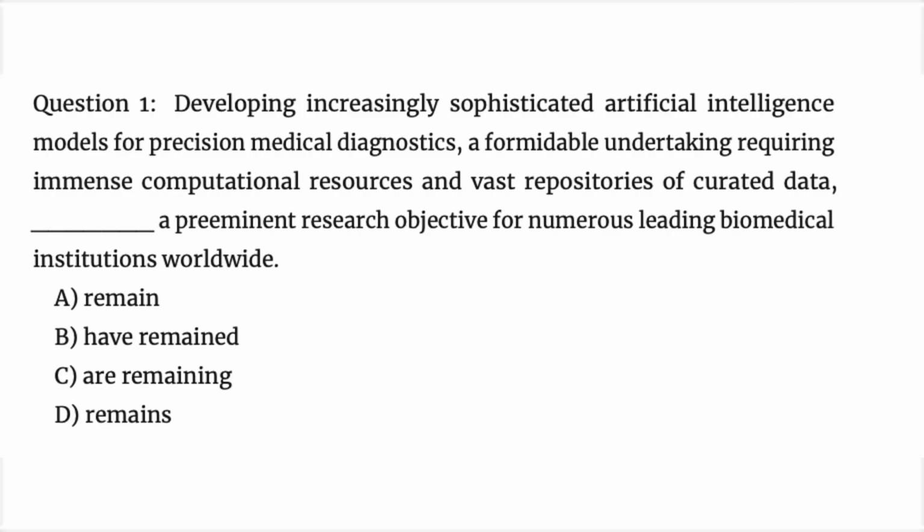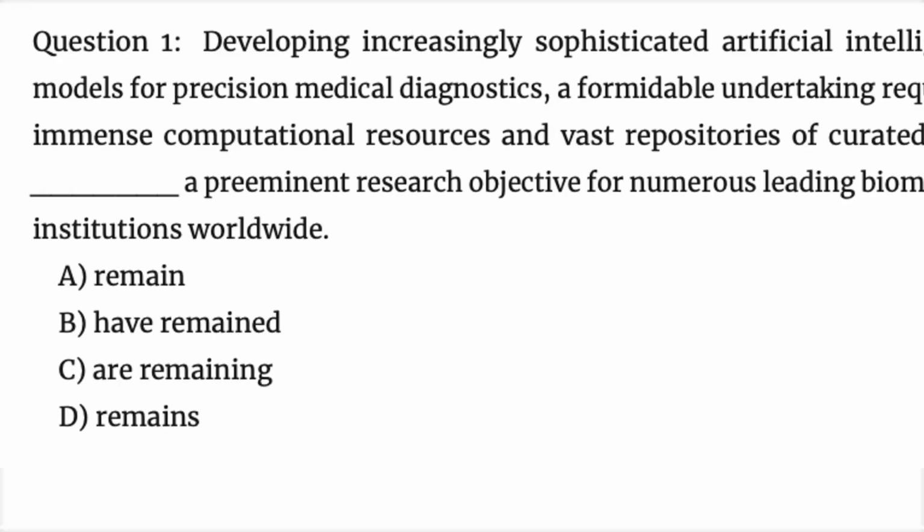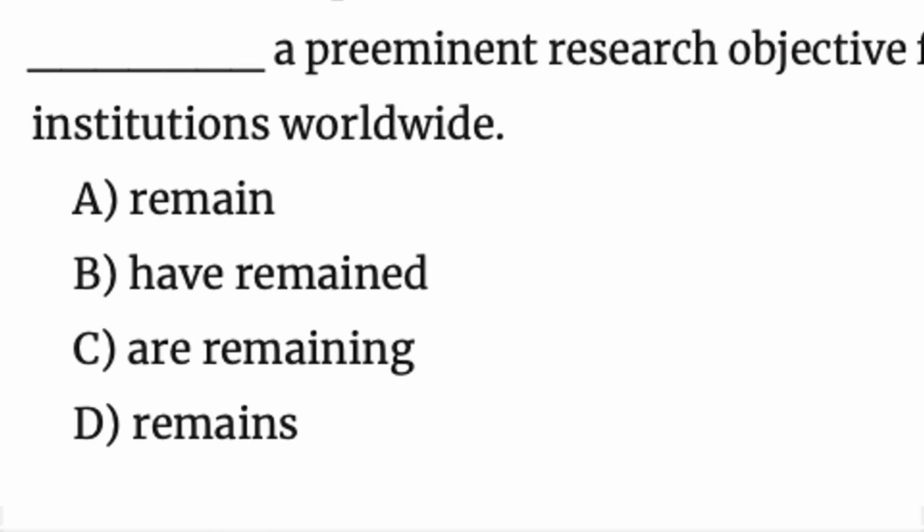In practical terms, these questions are super easy. As mentioned in my previous video on verbs, we always see this 3-to-1 ratio of singular to plural or vice versa forms of verbs. So let's take a look at a quick example, and that will be it for today. Developing increasingly sophisticated artificial intelligence models for precision medical diagnostics, a formidable undertaking requiring immense computational resources and vast repositories of curated data, blank, a preeminent research objective for numerous leading biomedical institutions worldwide. Wow. Here are the answer choices: remain, have remained, are remaining, and remains.